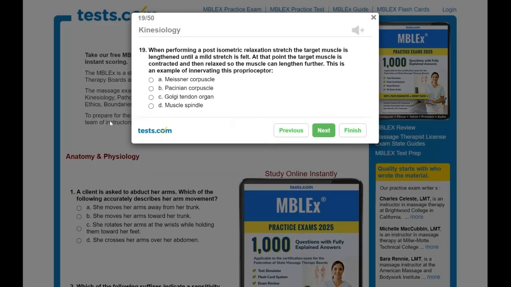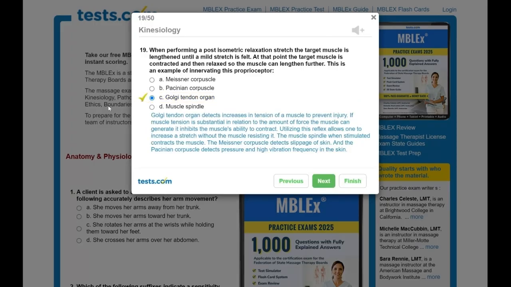Question 19. When performing a post-isometric relaxation stretch, the target muscle is lengthened until a mild stretch is felt. At that point, the target muscle is contracted and then relaxed so the muscle can lengthen further. This is an example of innervating this proprioceptor. A. Meissner corpuscle. B. Pacinian corpuscle. C. Golgi tendon organ. D. Muscle spindle.